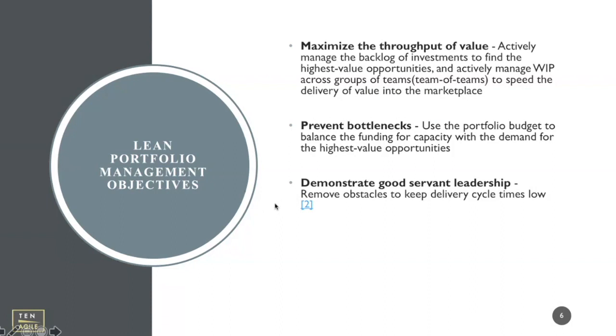Now, Lean Portfolio Management objectives. What are the primary objectives of LPM? The first one is to maximize the throughput of value. How we do that is, generally in SAFe at the portfolio level, when we have lean portfolio management, we use Kanban to visualize the flow of value, to visualize the flow of work. And we prioritize the backlog with the highest value priority items.